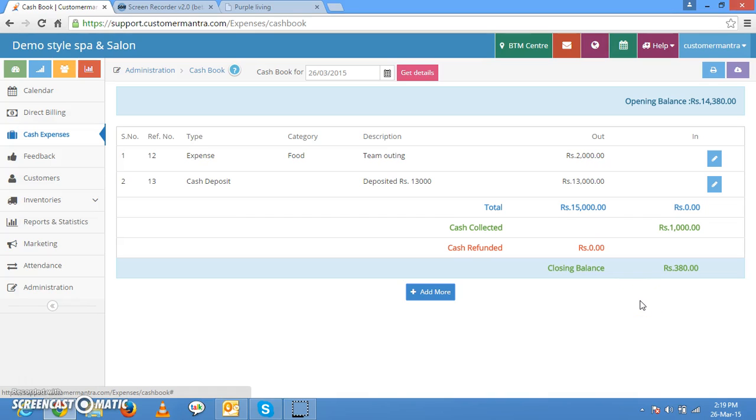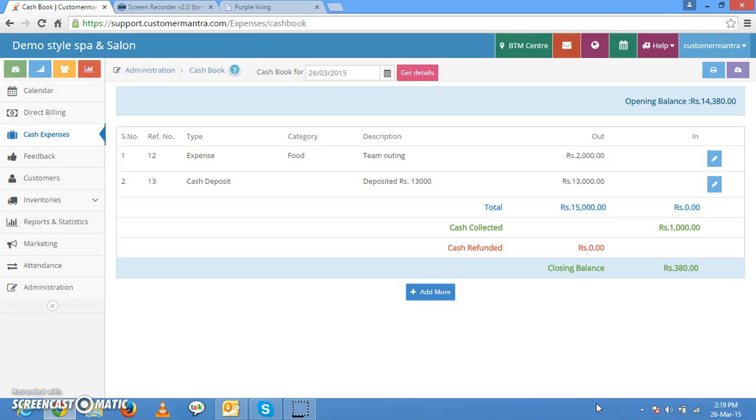And you could leave it at that. So tomorrow when you actually open your salon, when you log into the software, your opening balance becomes $380. And then depending on the transaction type, you keep adding this. So every month and every day, as and when you have any kind of transaction, be it a cash deposit or an expense, you keep adding this.